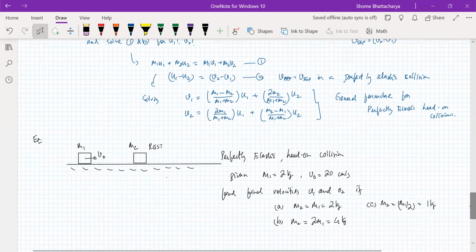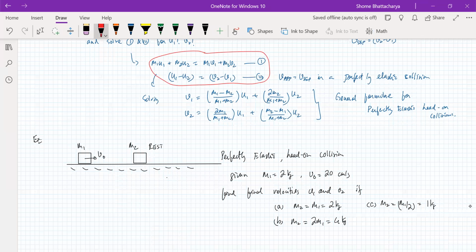So as I'm saying, you can either go with this method where you apply these equations and then solve them, these two equations. There's no need to write the conservation of kinetic energy equation because this equation 3 is coming from that only. We have incorporated that by using the fact that separation velocity becomes approach velocity whenever the collision is perfectly elastic. So kinetic energy is conserved.